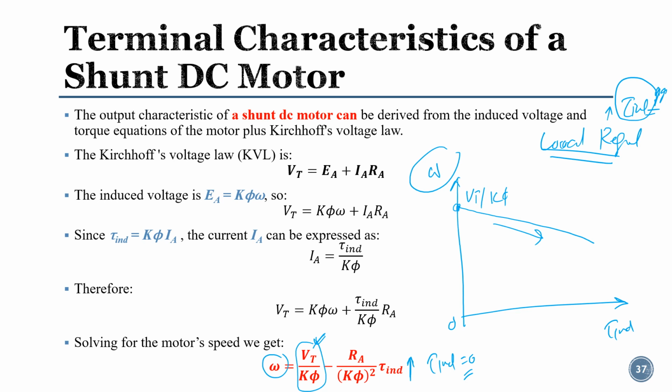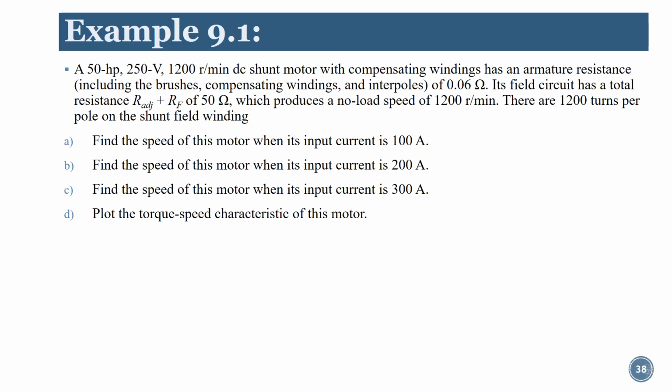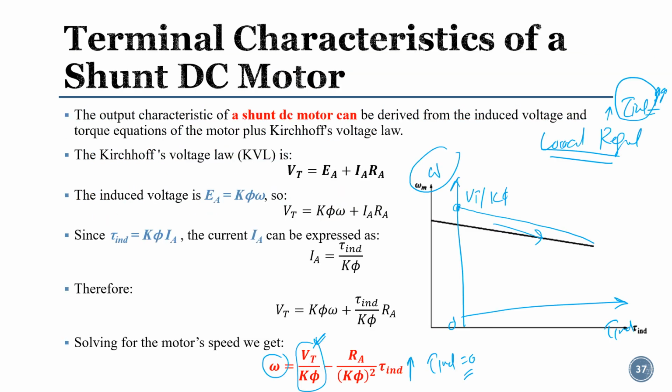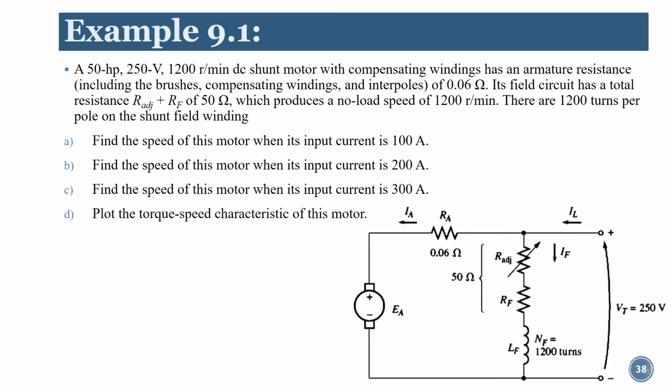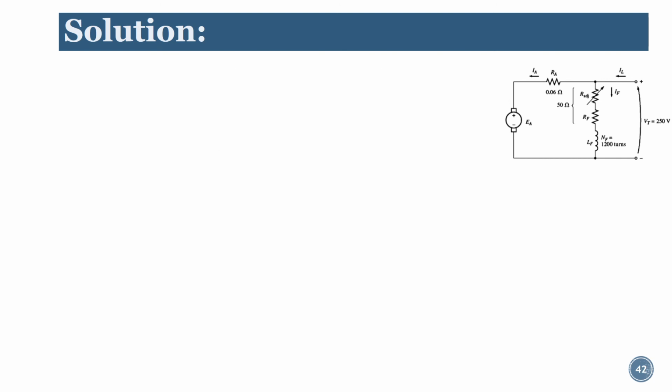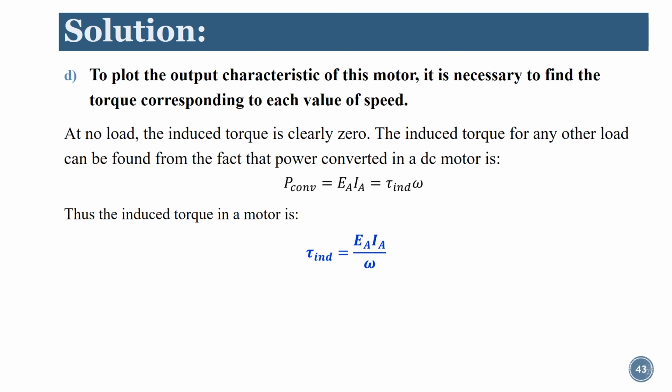Then we have this example. Let me solve this example during the live session. We will discuss this example and a couple more characteristics for the speed control of the shunt DC motor. So we have learned the output characteristics for the shunt DC motors. We will review this and solve the example during the live session. That is the end of the first part of this lecture.